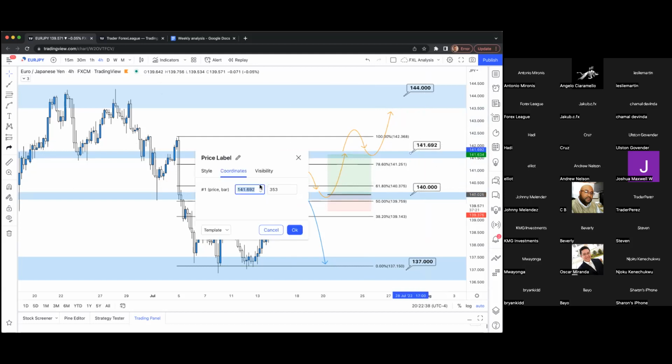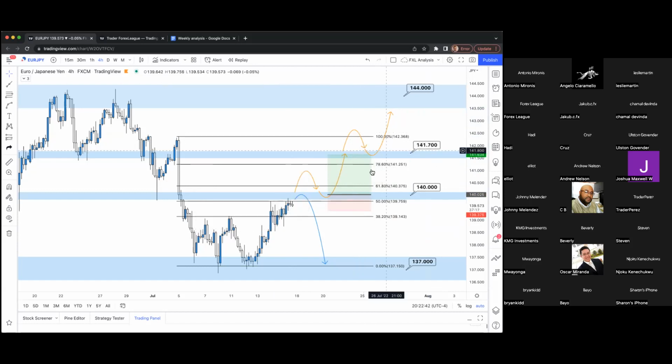141.7. Right, so this would be a two-part trade. I would expect some sort of reaction here. I would close the trade here and then look to re-enter if we broke through and got new structure. So just continuing to enter on these higher lows as we break through resistance, find them as new support, and continue higher.